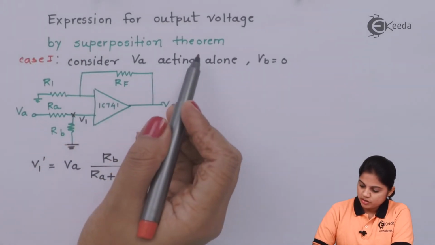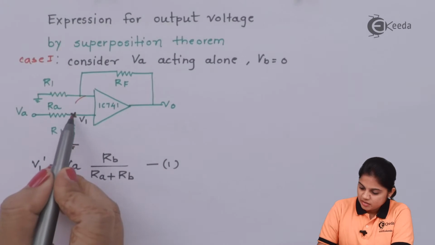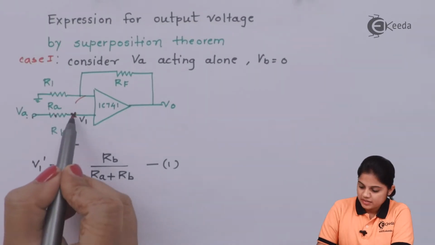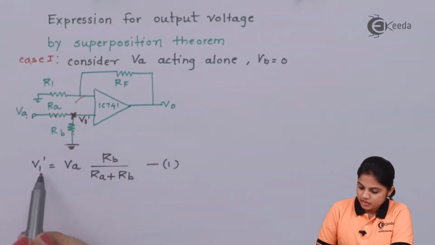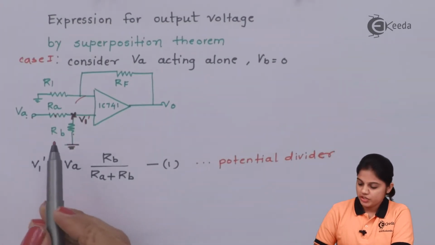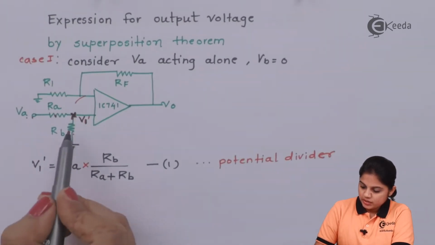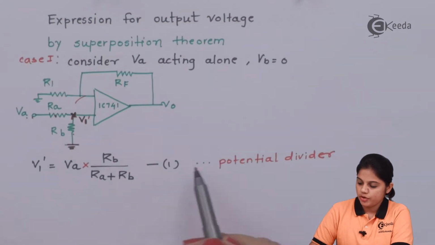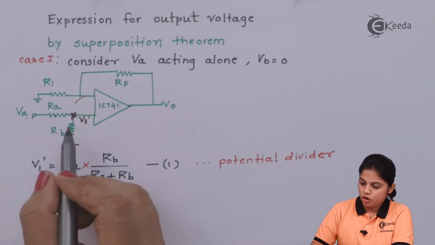Now by superposition theorem, if I want to find out the voltage across V1, because the input to this operational amplifier is voltage at this terminal, but due to the resistances present over here, at this terminal voltage will be different. Let's say the voltage is V1 dash. So V1 dash can be written by using potential divider. We can write V1 dash is equal to total voltage, that is VA, into the resistance RB divided by addition of these two resistances RA plus RB. This is what we call the potential divider or voltage divider rule. Let's say this is equation 1. Now this equation we have got for VA acting alone.